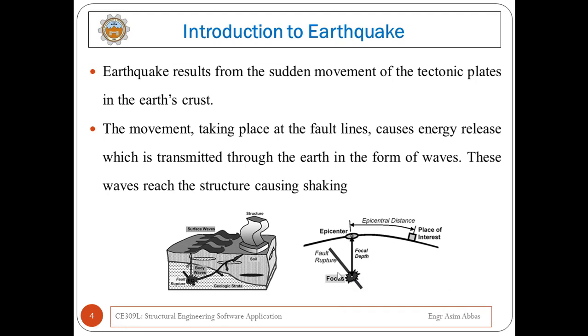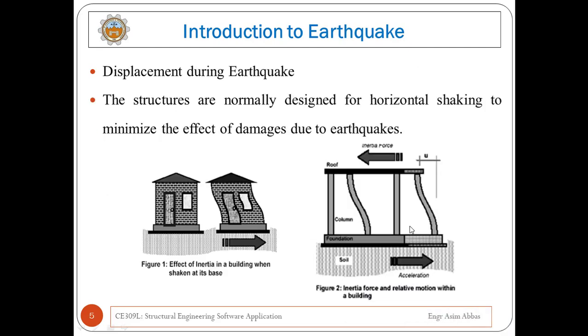Okay, in the other picture, some terminology related to earthquake occurrence is given. The fault rupture point is called the focus, right, and the point above the focus on the ground surface is called the epicenter. The distance between epicenter and focus is called focal length or focal depth, and the distance between the epicenter and the place of interest is called epicentral distance. Earthquake magnitude is in the form of acceleration, or it is also in the form of velocity and displacement.